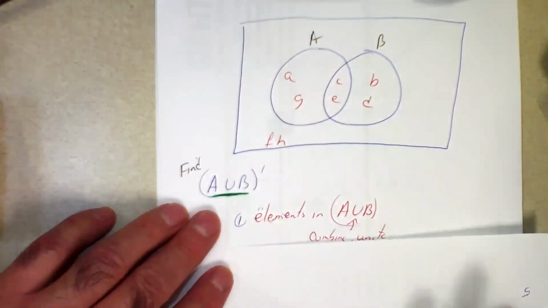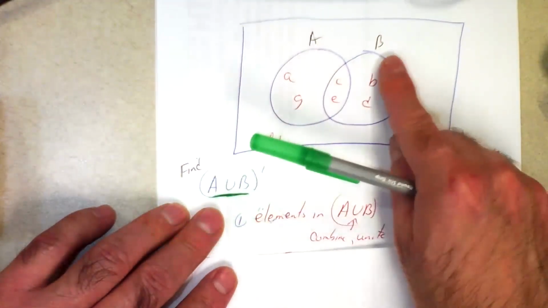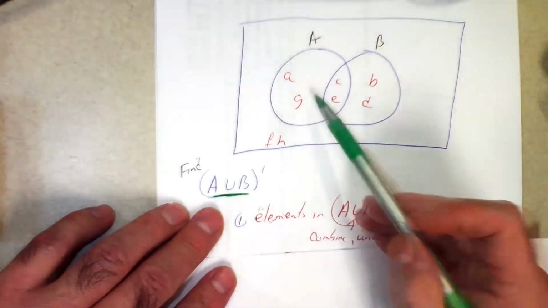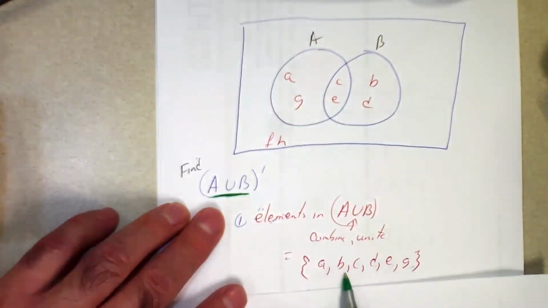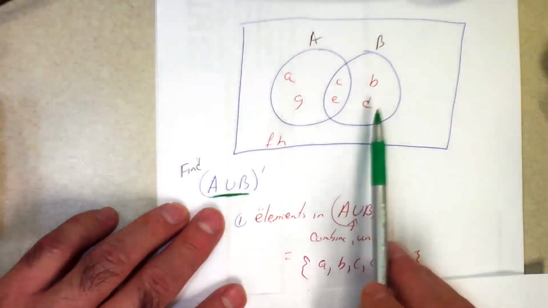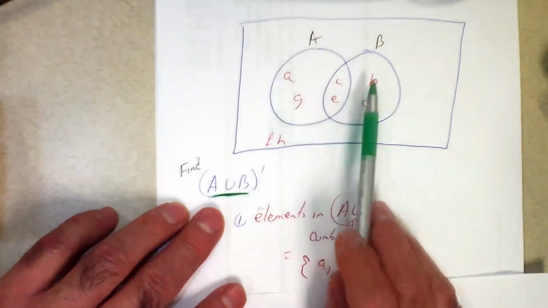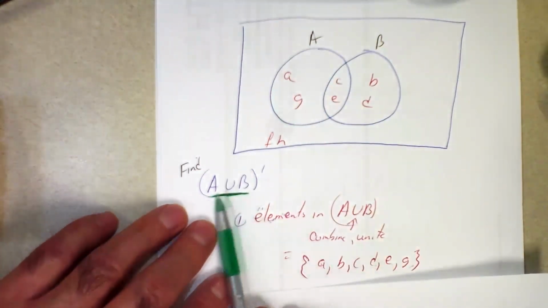Remember, union means combine, unite. So I'm going to combine the elements of A together with B, and not rewrite letters that overlap. So my elements are going to be A, G, C, E, B, D. I'll just put them in order: A, B, C, D, E, and G. I'm putting all these letters that are in both circles together, and that's my set for A union B.